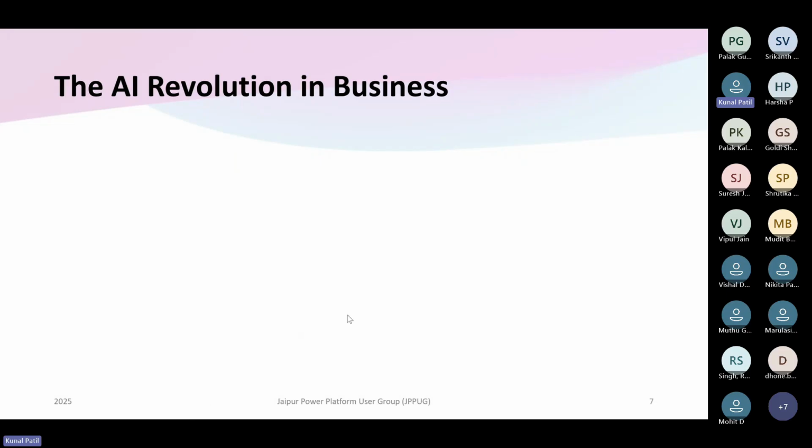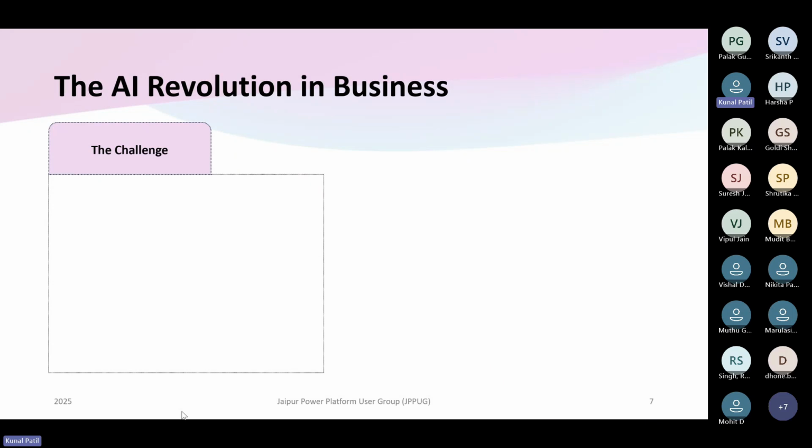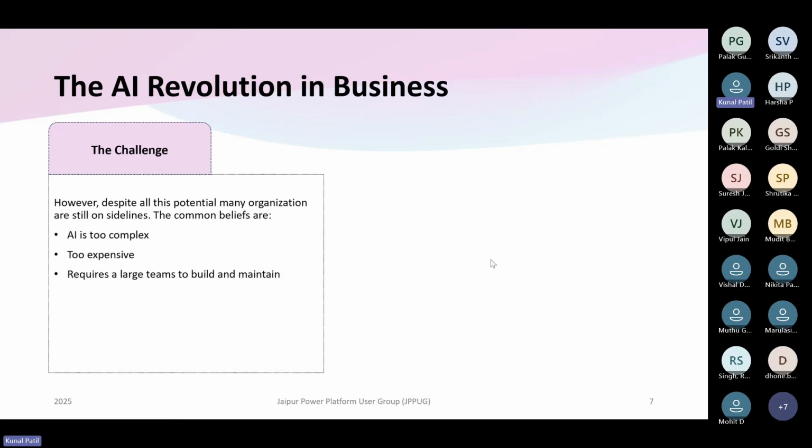Despite all this potential, many organizations feel there are challenges. The common belief is that implementing AI is too complex, too expensive, or requires highly skilled professionals or PhD level data scientists to build and maintain such solutions. That's why many organizations feel this is out of reach.